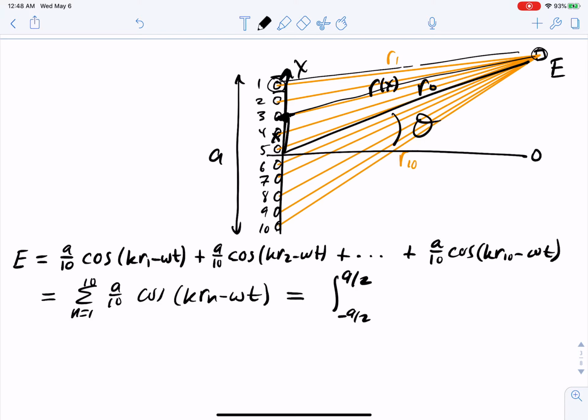So now we're going to have dx, which is the distance between our spacing. If you think of this as a over 10, that's our dx times the cosine. Okay, so this is the limit as n goes to infinity.